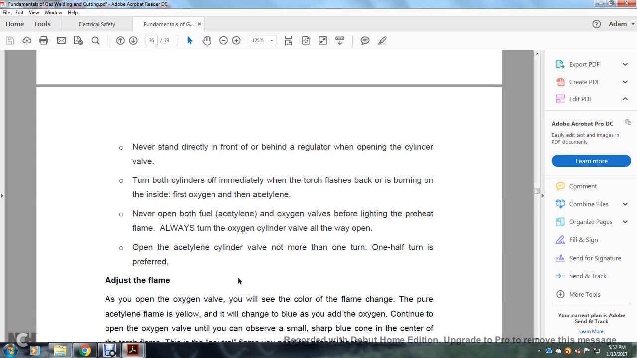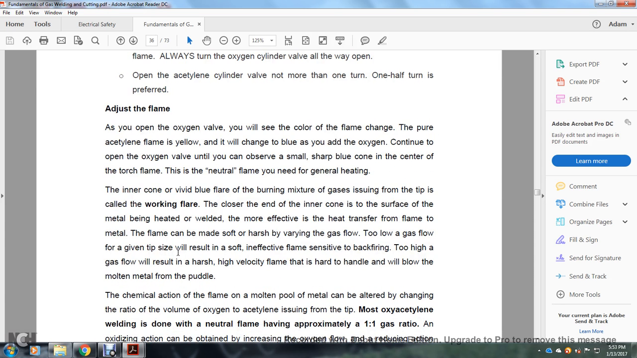Turn both cylinders off immediately when the torch flashes back and burns on the inside: first the oxygen, and then the acetylene. Never open both acetylene and oxygen valves before lighting the preheating flame. Always turn the oxygen cylinder valve all the way open. Open the acetylene valve not more than 1 turn, and 1/2 turn is preferred.